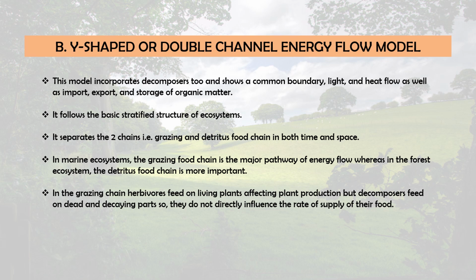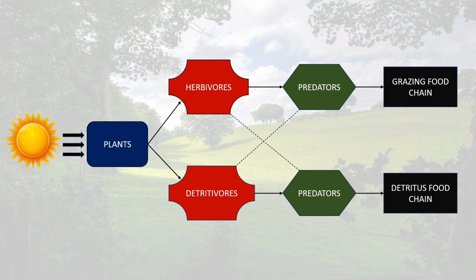And the only difference is that both the cycles cannot perform simultaneously. So there is some time lag between these two cycles. And this is the graphical representation where the plants get their energy from the sun, and it is diversified into two ways, through the grazing food chain.